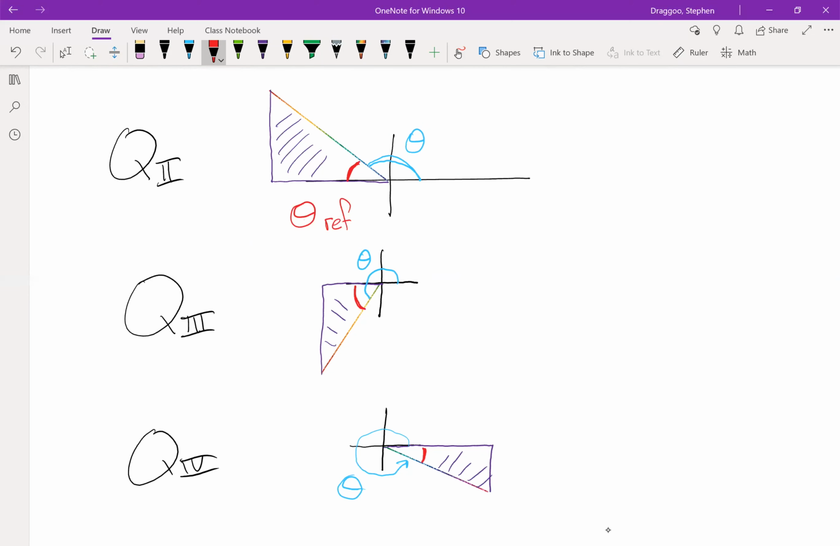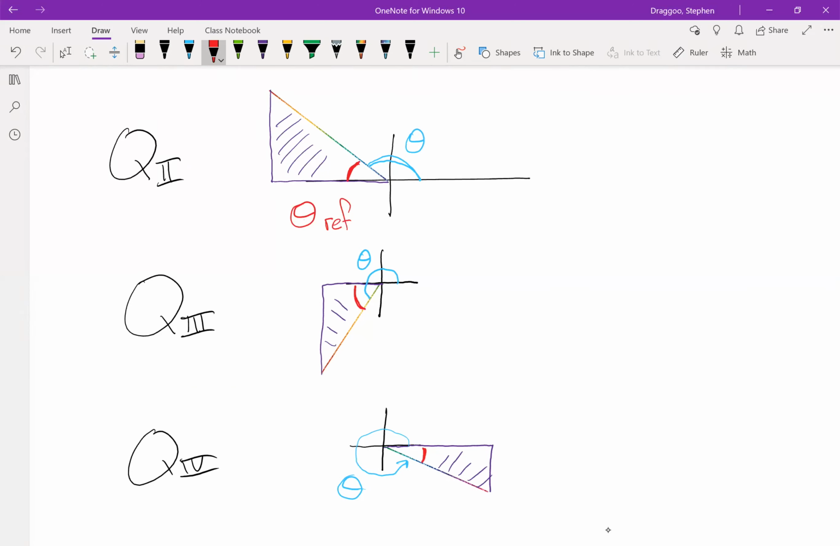So here we have angles drawn in the third and the fourth quadrant as well, with those reference angles labeled. So notice in quadrant 3, that reference angle is measured from the negative x-axis going down. And in quadrant 4, we're back to measuring the reference angle from the positive x-axis. Each of those reference angles is drawn in red, while the original angles are drawn in blue.